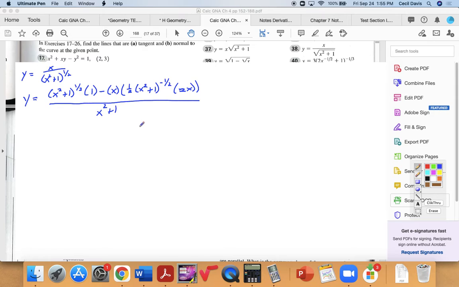I don't know what I was thinking. I changed it to x squared plus 1 to the 3/2. But you're squaring 1/2, something to the 1/2 power, so it'll be to the first power. Oh, yeah.